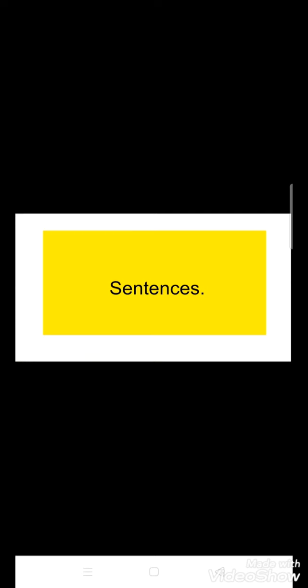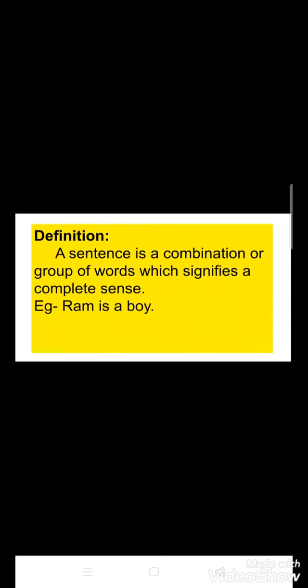In the last class we had a discussion on sentences, and from that discussion we got to know that a sentence is a combination or a group of words which signifies a complete sense. For example, Ram is a boy.